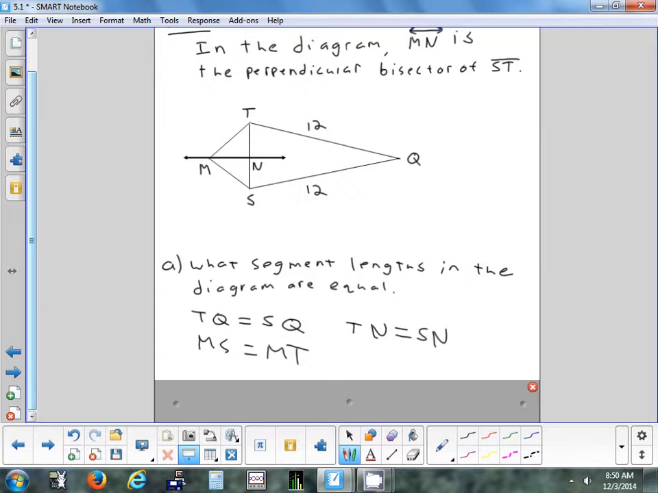Now, don't say MN equals MN. It didn't ask you if there was any reflexives here. Obviously, that's true. But I think those are all the segments that are congruent. TQ and SQ, MS and MT, TN and SN. Yep.